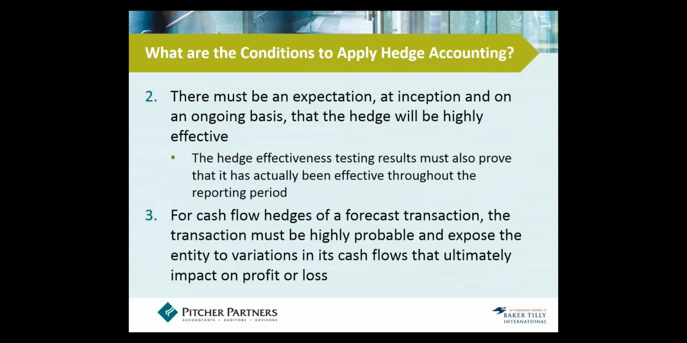And then also for cash flow hedges of a forecast transaction. A forecast transaction, for instance, is when we've ordered inventory and haven't received it yet. You can still enter into a hedge because you order the inventory, you expect to receive it, and then you expect to pay at a later date. That transaction must be highly probable, and it must expose the entity to variations in its cash flows that would ultimately impact profit and loss, because once you've got the inventory and you sell it, it goes to cost of goods sold and it impacts profit and loss. So quite a number of conditions, so please be very careful.